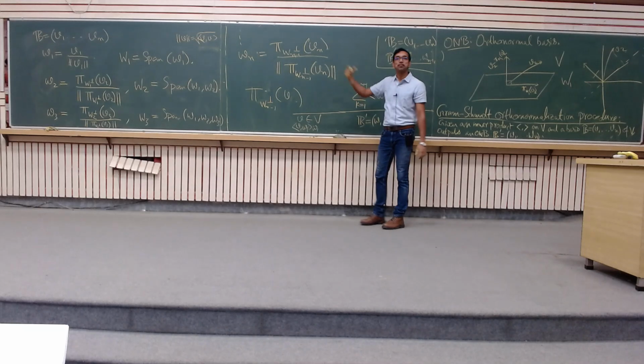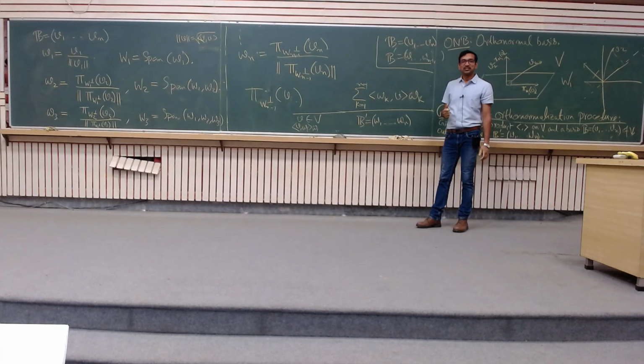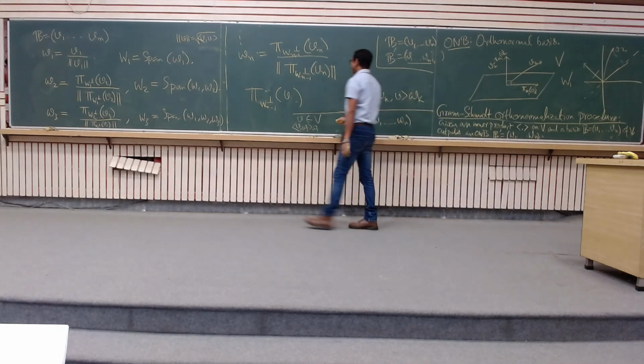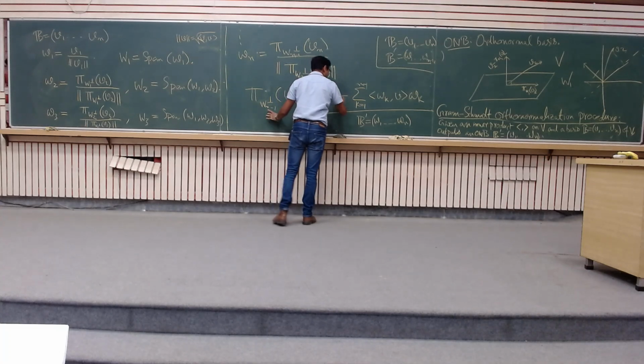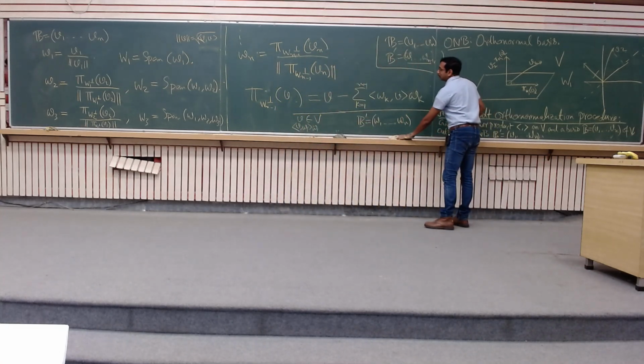But we want to project it on the perp. How do we do that? Yes, so this one is just defined as V minus this. All right, so that is actually what we are doing at each step.